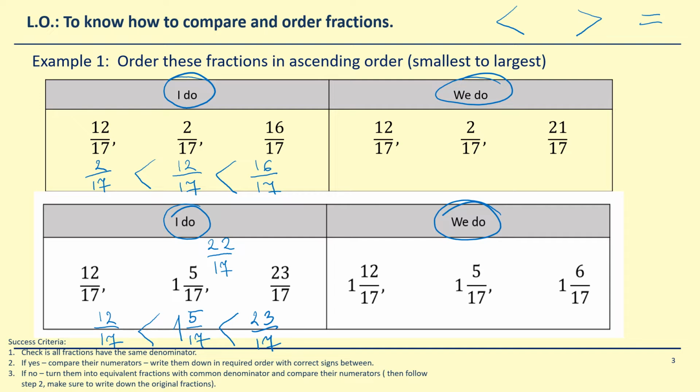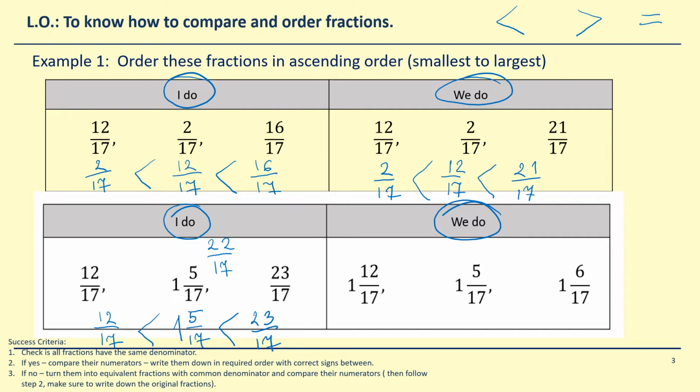All right, so again, first of all, check that all fractions have the same denominators. Tick, this one is checked. Actually, in both of them, they have the same denominators. Now compare the numerators and write them down in the required order. So first we have 2 over 17, then 12 over 17, and then 21 over 17. 2 over 17 is smaller than 12 over 17, which is smaller than 21 over 17. If that's what you've got, well done.